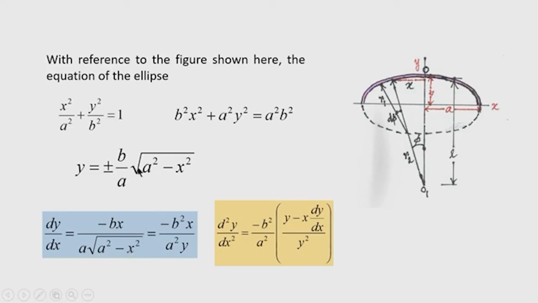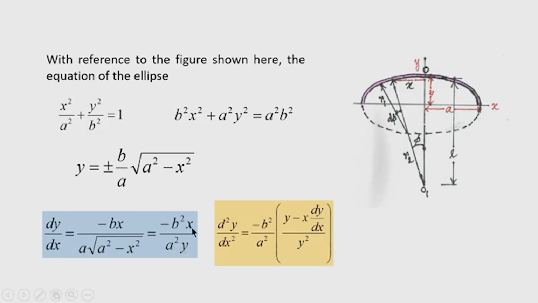and you can see here again y is given by b by a root over a square minus x square. So, we can write this in terms of y. So, dy by dx is equal to minus b square x divided by a square y.